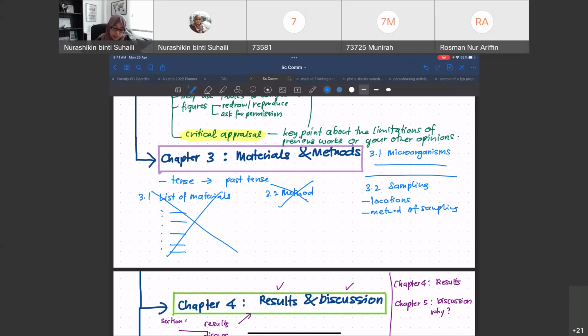Okay, so here, you have to use past tense. That's the first thing. And the second thing is you have to divide into subchapters. Subchapters here, remember, are the breakdown. 3.1, 3.2, you don't put it in one lump sum paragraph. Divide into subchapters, 3.1, 3.2, maybe 3.3. Sometimes you may need to have another subchapter again, 3.3.2, depending on the needs.